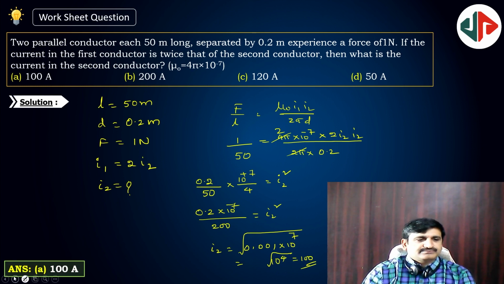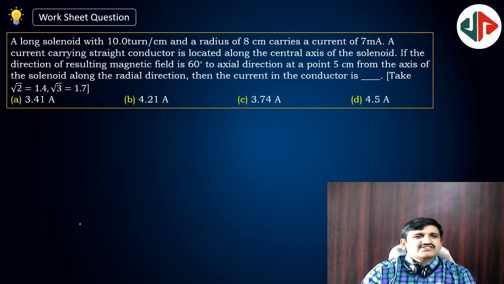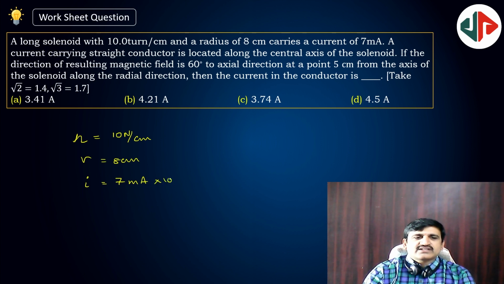Next. A long solenoid with 10 turns per centimeter. Long solenoid, the number of turns per length is 10 turns per centimeter. It should be remembered like that. And the radius R is equal to 8 centimeter, carries a current I equal to 7 milliamps, 7 into 10 to the power of minus 3.